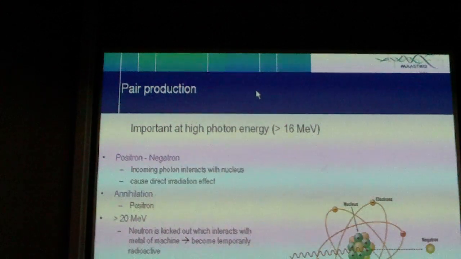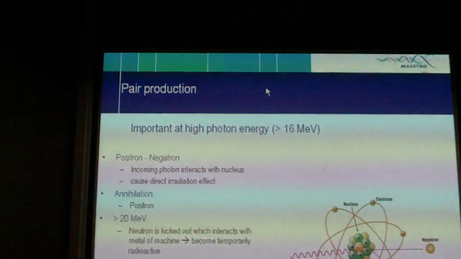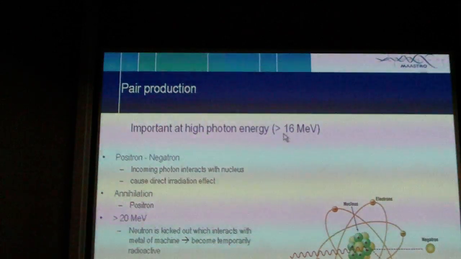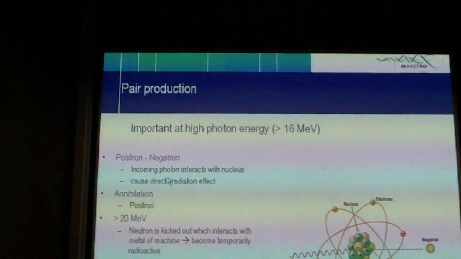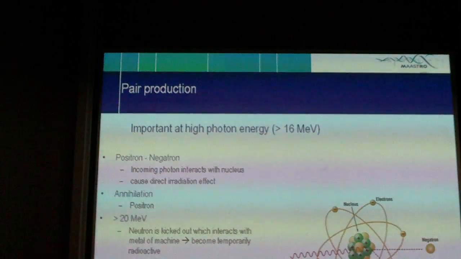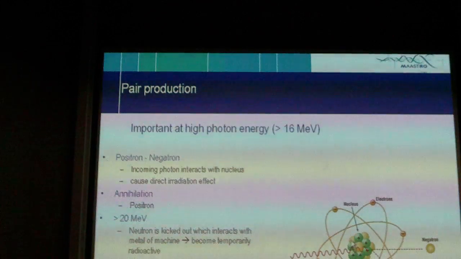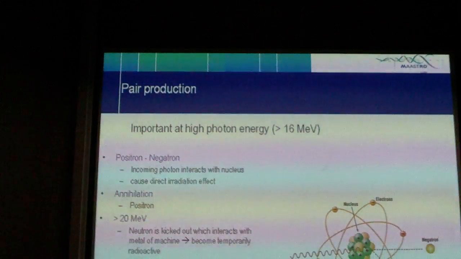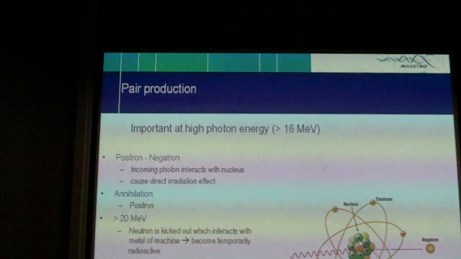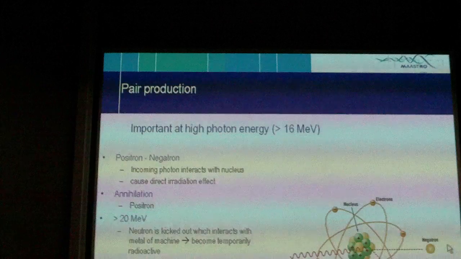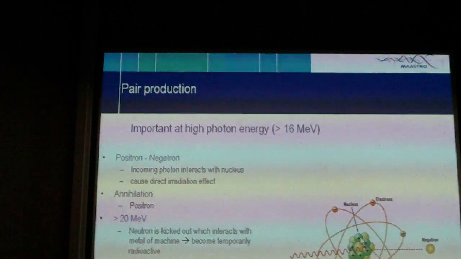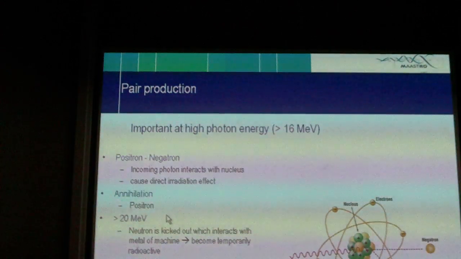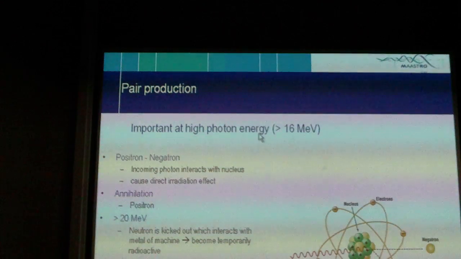So the last interaction which is important for radiotherapy is pair production. This is important at high photon energy, so we're talking beyond 16 mega electron volts. What happens is you have your incoming photon. This interacts not with electrons this time. This interacts with the atomic core itself. What happens from this interaction, you get the release of a negatron, a negatively charged electron, and a positron, or positively charged electron in essence. So this is for high photon energy.